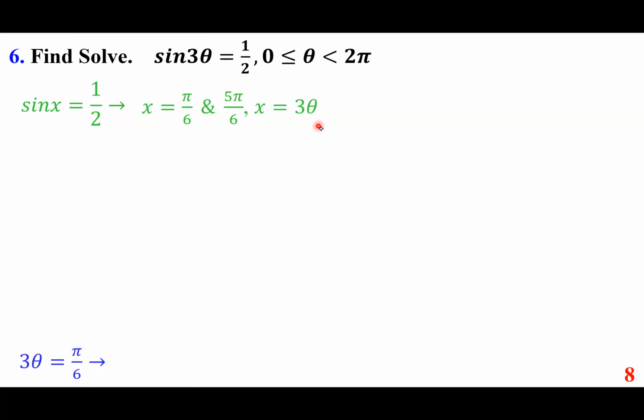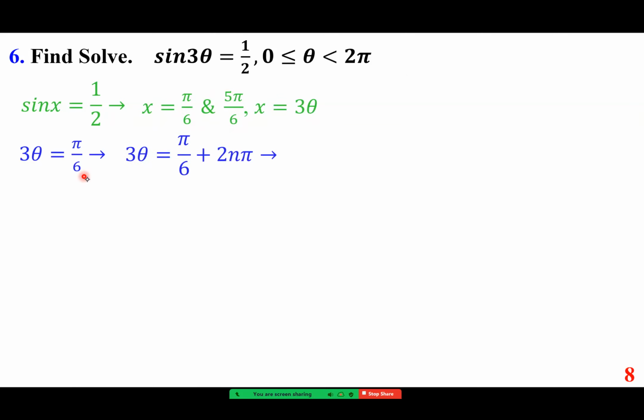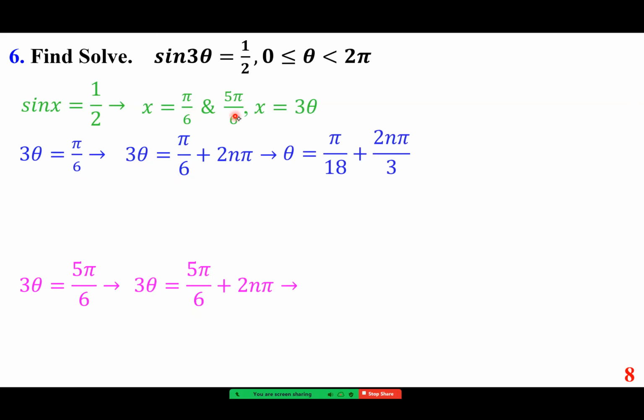And then, okay, so 3 theta is pi over 6 plus 2n pi, or 2k pi. When we divide by 3, this becomes pi divided by 18. This becomes 2n pi divided by 3. I'm hoping nobody has any problem with that. And on the other hand, when it's 5 pi over 6, we add 2n pi. Again, we divide by 3, theta becomes 5 pi over 18 plus 2n pi divided by 3.